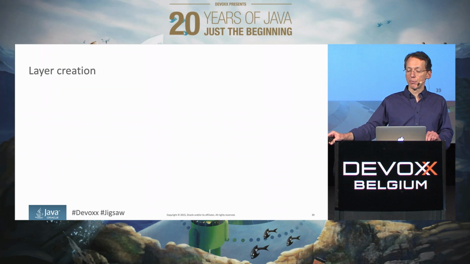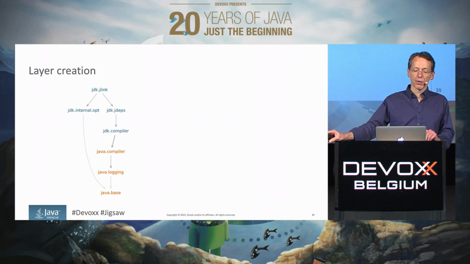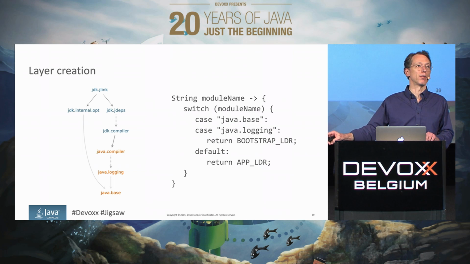A layer is created from 2 things, a graph of modules and a function that maps modules to loaders. Here's the graph from resolving the jdk.jlink module, which contains the jlink tool for building runtime JDK images. And here's a Lambda expression mapping modules to the Bootstrap loader and the application loader.